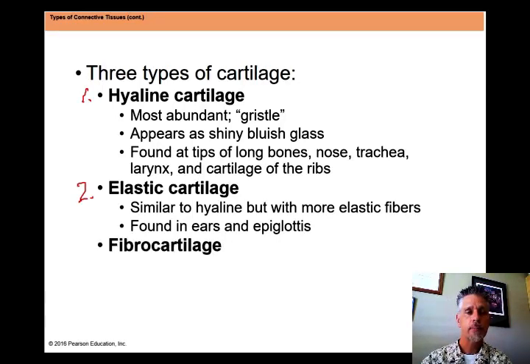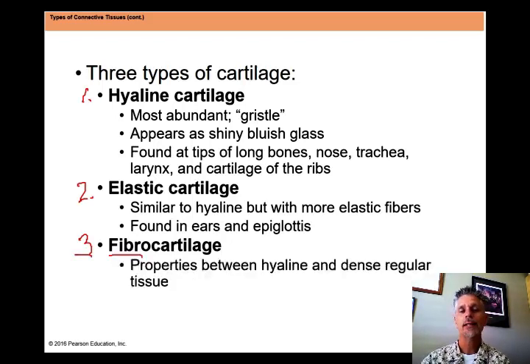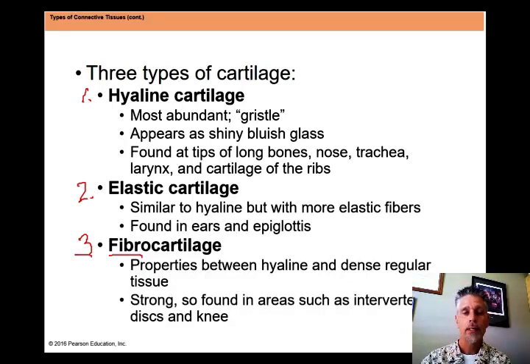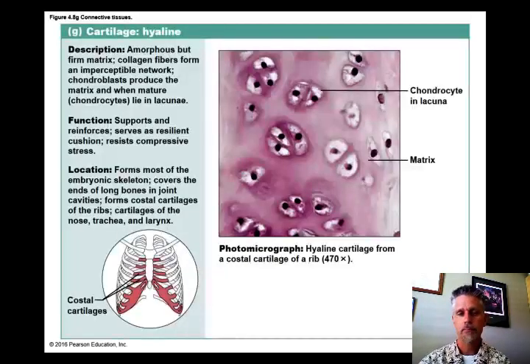Lastly, third type is fibrocartilage. And again, here, look at that prefix. So that basically is giving us some more fibers, which means more strength. So it's kind of like between hyaline cartilage and dense regular tissue. It's very strong, and so it tends to be in places where we have a lot of weight and compression, like in the intervertebral disc between the vertebrae of the back and in the knee.